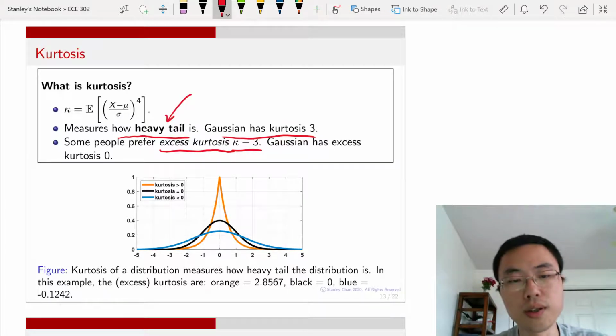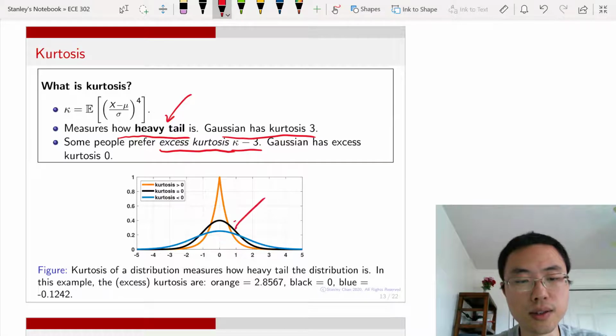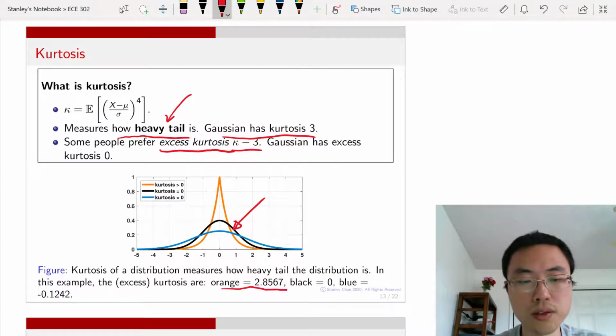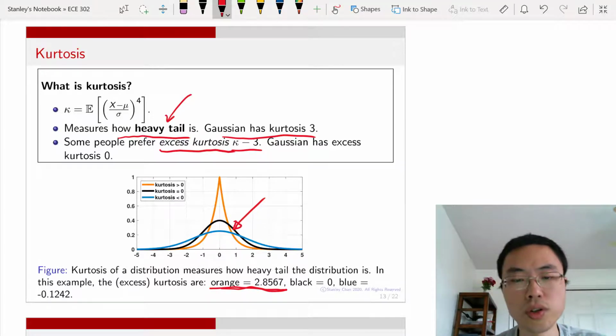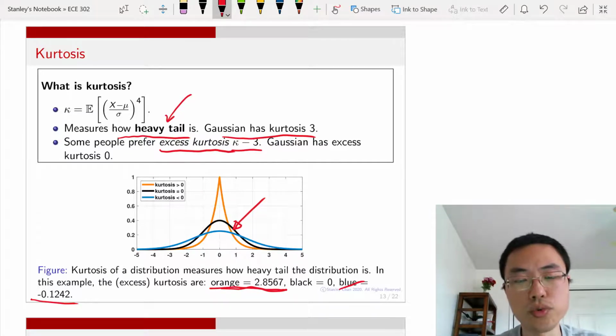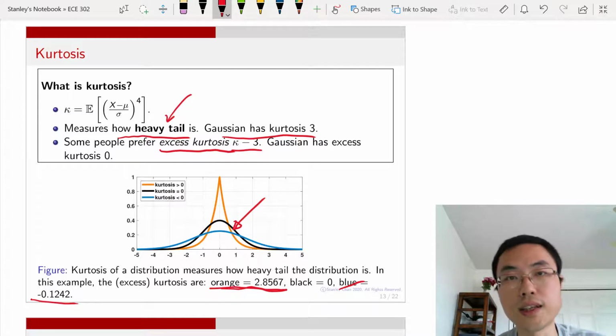You go to this diagram, and you can see that the black curve is a Gaussian. It has an excess kurtosis of 0. Now, if you use this orange curve, then you have a lighter tail. This orange one has 2.8, so it means that it will decay to 0 faster. If you go to the blue, this is a very heavy tail distribution, and then you have a kurtosis less than 0.